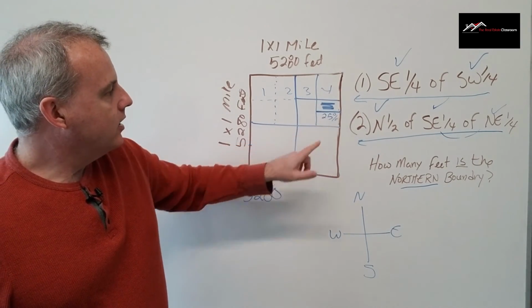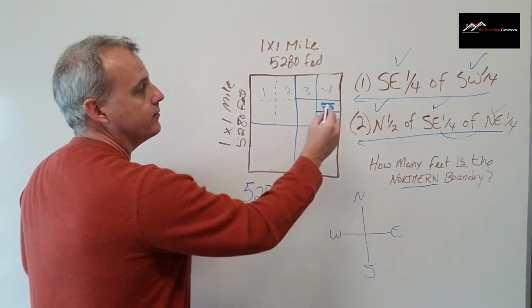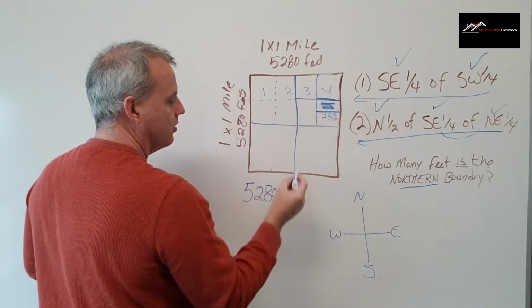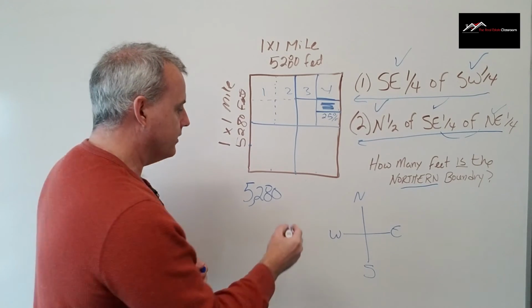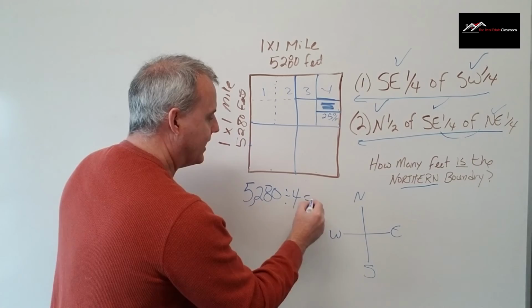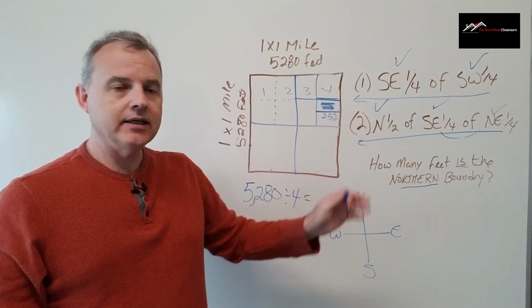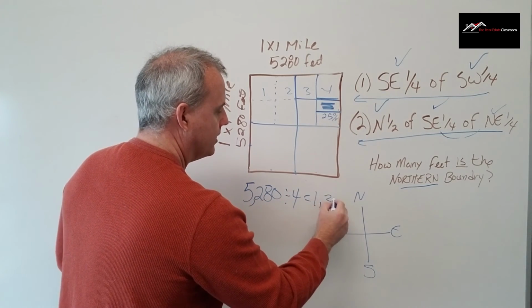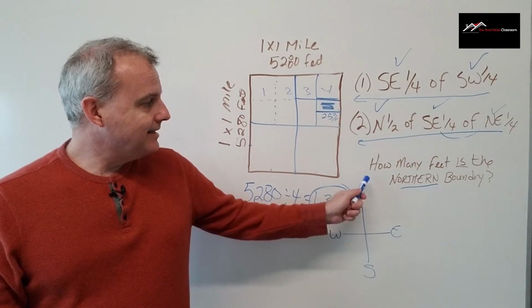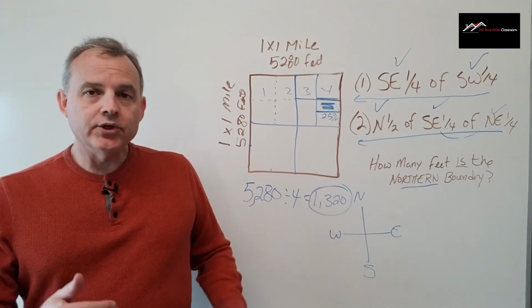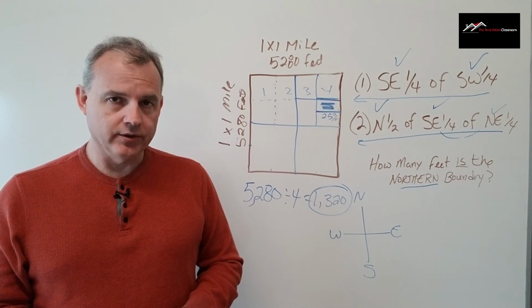But I know because this is quartered out, or this is 25% of the whole, this northern boundary is 25% of the whole. I'm going to take the 5,280, which is the total number of feet in a mile, and divide it by 4. And that gives us the answer. So the northern boundary of our geographical location in this legal description is 1,320 feet. That is the answer. So that's how we calculate distances within a legal description. And chances are, good chance probably, you're going to have some type of test question like this on your licensing exam.